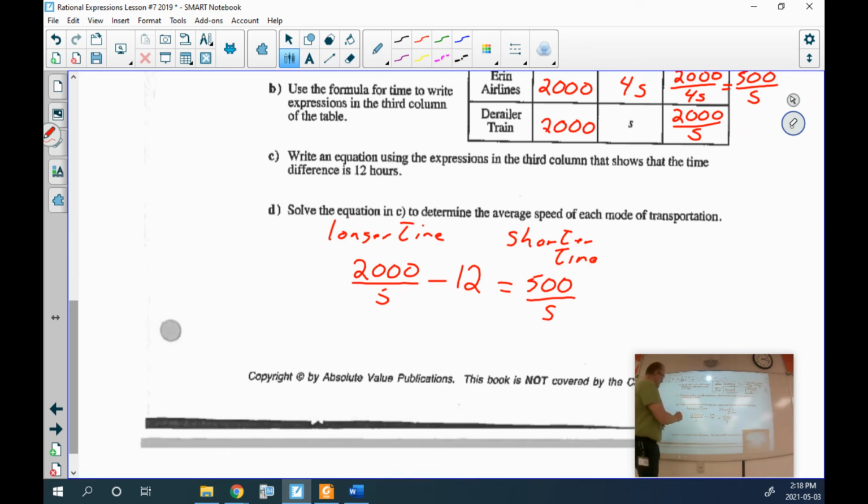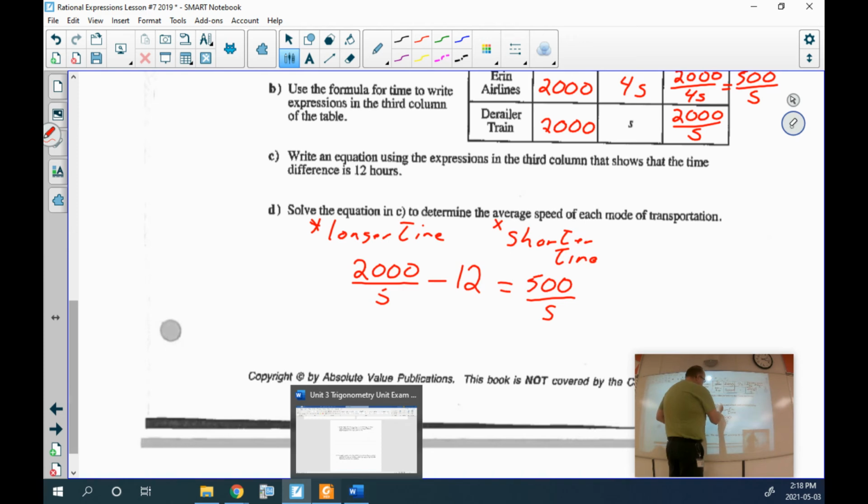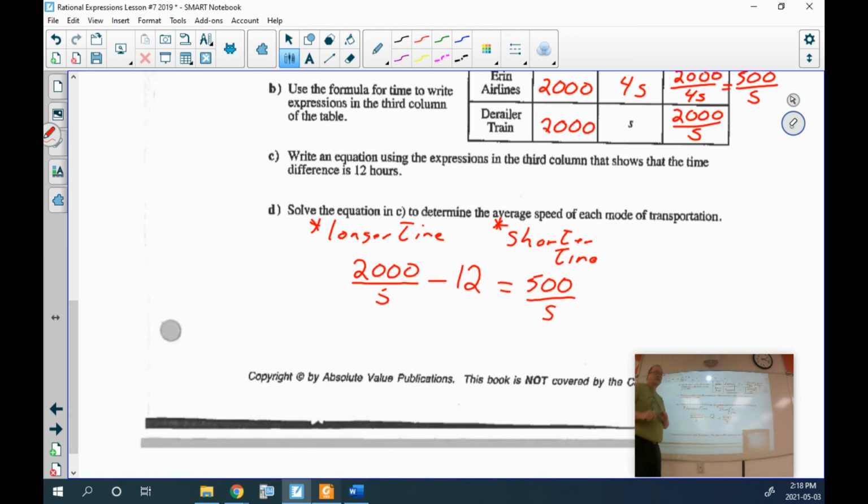This is why I put the longer time and the shorter time, because I still make these mistakes if I don't look at it very, very carefully. I'll put that 12 in the wrong place. I did it earlier today.